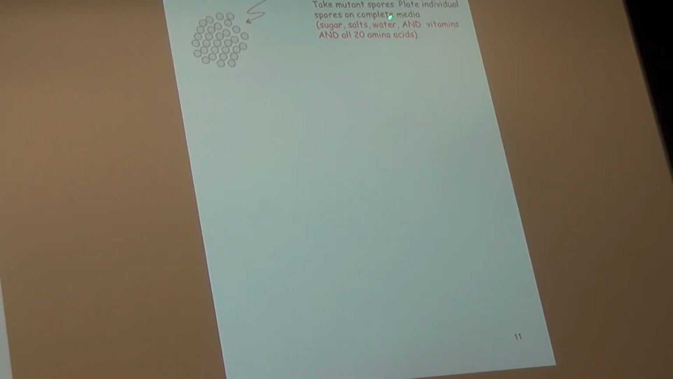Take the mutant spores, you place individual spores on complete media. Complete media is basically media that contains sugar, salt, water, but it also contains vitamins, amino acids, and other ingredients. So you give the cell everything, so it does not have to make anything. Even if it is wild type or mutant, it grows happy. So this is known as complete media.